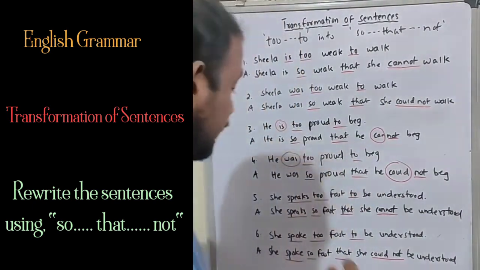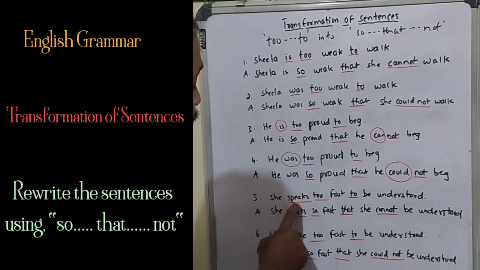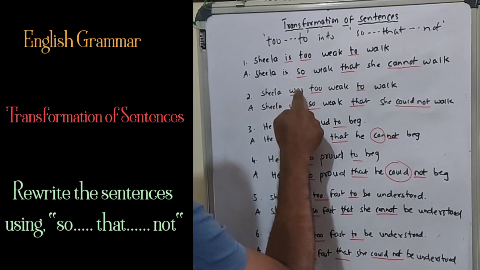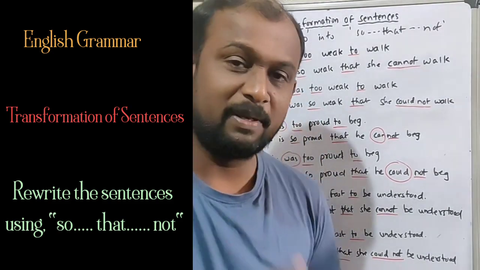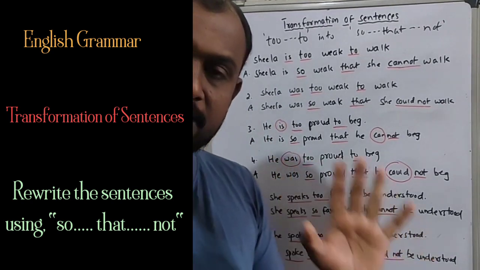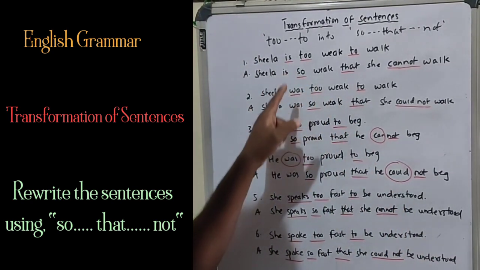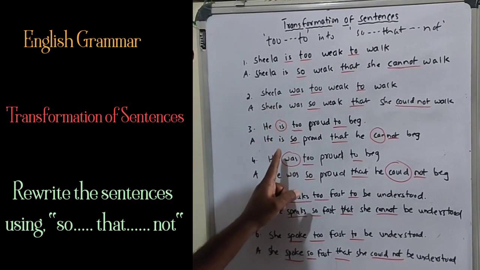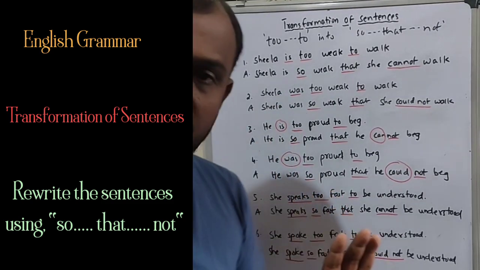Okay. Look at the next example. She speaks too fast to be understood. So here, in the 1, 2, 3, 4 cases, I had given helping verbs. So based on the helping verb, you determine whether the given sentence is present or past. See, the first and third sentences are present tenses. The second and fourth sentences are past tenses.